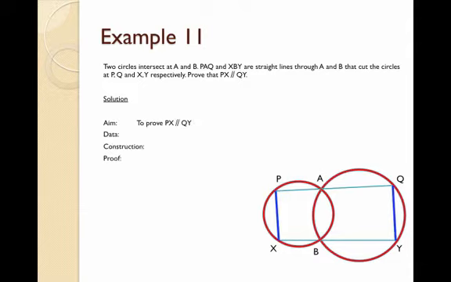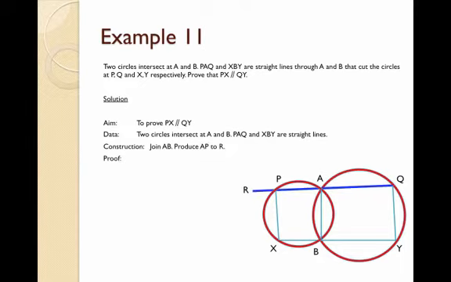Okay. Our aim is to prove that PX is parallel to QY. We know the two circles intersect at A and B, and PAQ and XBY are straight lines. We will need to join AB to help with our proof, as well as producing AP to the point R. This will create an external angle RPX.